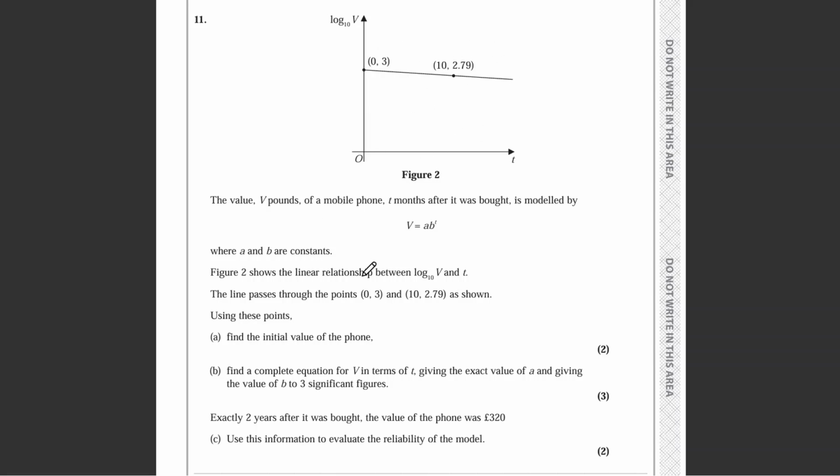And this is a linear relationship between log base 10 of V and t. And we're given a couple of points on figure 2. We're given 0, 3 here, and 10, 2.79. And using these points for part A, we need to find the initial value of the phone for 2 marks.